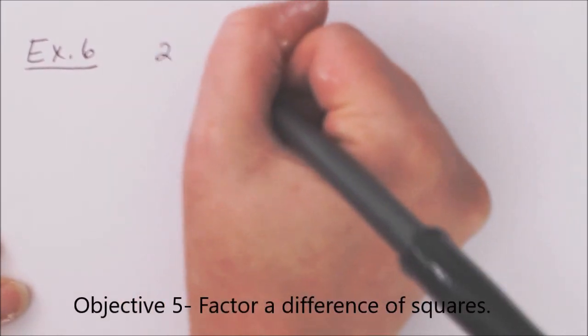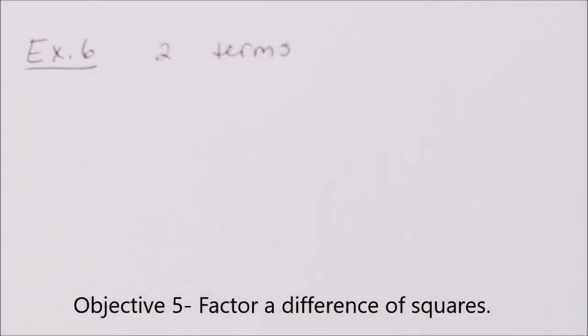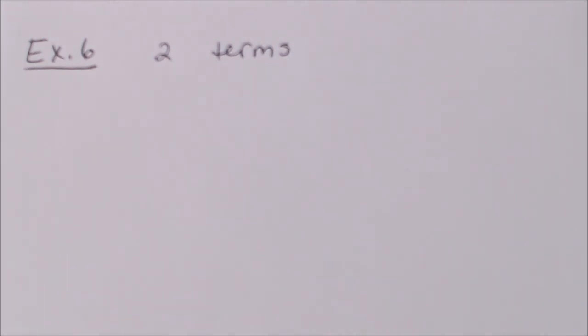Okay, there's one more type of factoring we haven't discussed, and that's what to do if you have two terms. Okay, so if you have two terms, often the only thing you can do is take out a GCF. So keep that in mind. Sometimes GCF is all you can do. If you have two terms, three terms, four terms, whatever.